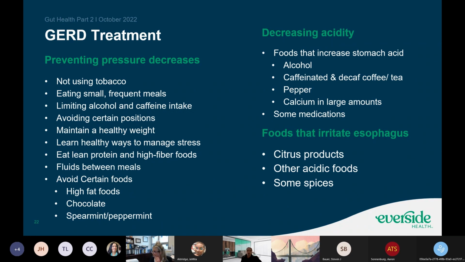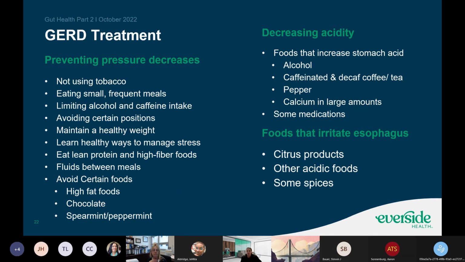Maintain a healthy weight, and learn healthy ways to manage stress. Especially deep breathing exercises, that helps strengthen that ring of muscles above your stomach, that sphincter, and helps it work more properly. So good stress management, especially those deep breathing exercises, can really help strengthen that sphincter and help you manage your acid reflux better if you're having issues with that.